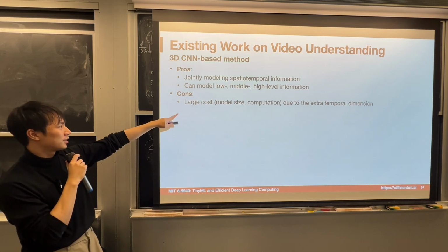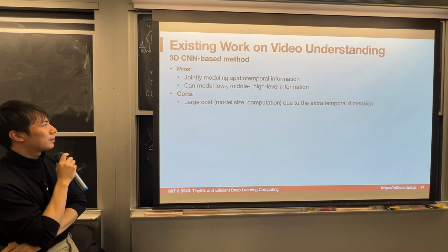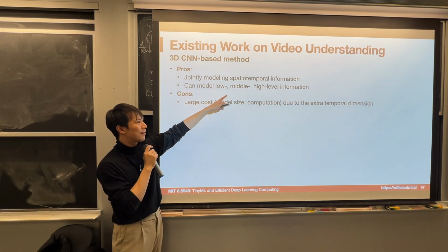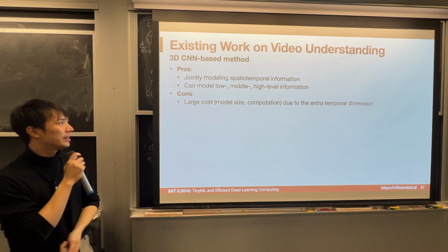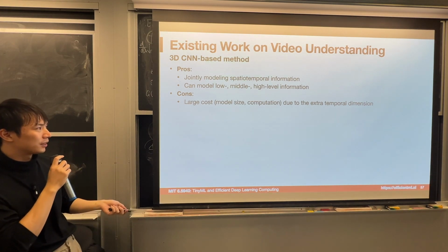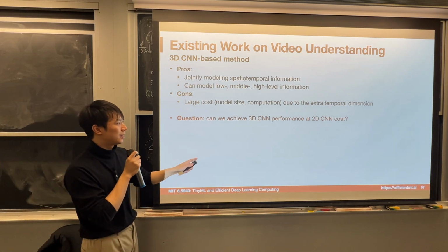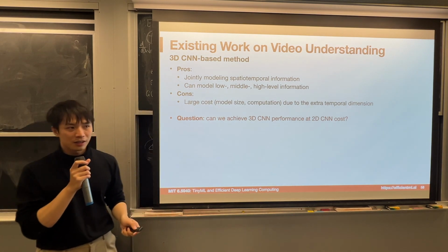So the cost is large model size and large computation. But a pro is that it can model low-level, middle-level, and high-level information interactions because you are adding in the temporal modeling from the very beginning of the conv layer. So the question is, can we achieve 3D CNN's performance at 2D CNN's cost?